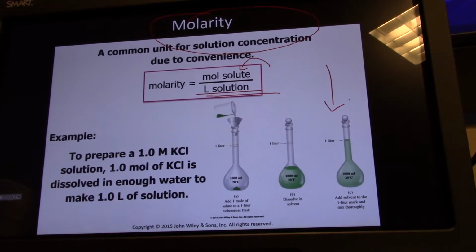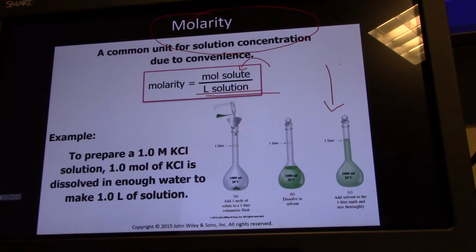This is a volumetric flask. Its purpose is to make solutions. You don't use these to measure things out. And so you'll add a mole of your compound. You fill it about halfway up with water. That just makes it easier to shake it up and dissolve it all. And once it's all dissolved, you fill the liquid up to the 1 liter mark.